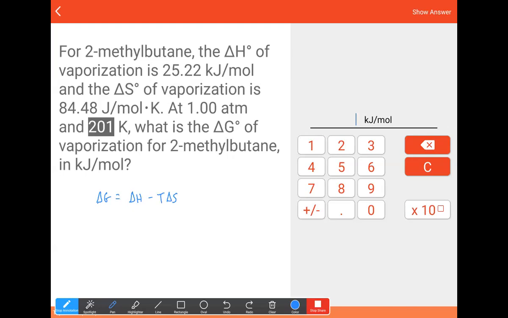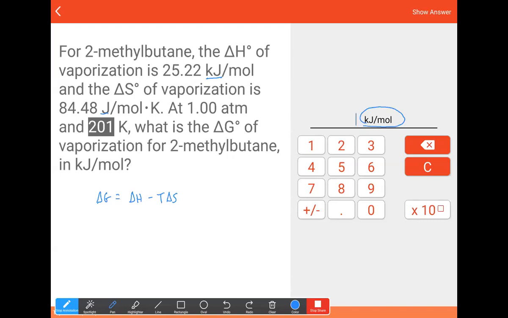And the biggest thing to be aware of besides the Kelvin temperature thing is the fact that we have kilojoules in one and joules in the other. So those have to be converted. In this case, the answer is looking for kilojoules per mole, so we're going to convert the joules to kilojoules.